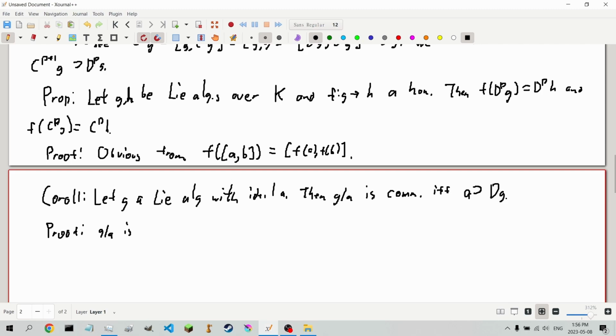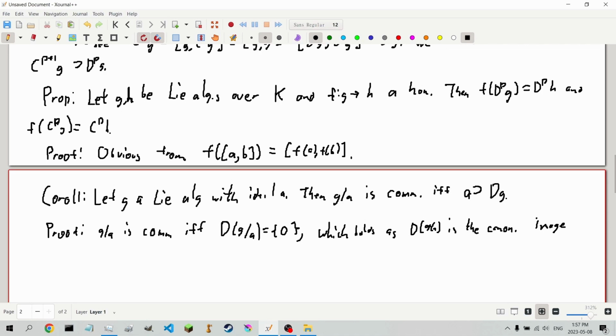The proof: G over A is commutative if the derived series of G over A equals 0, which holds as DG over A is the canonical image of DG in G over A, by, once again, that injection being done by a homomorphism which will behave well with the bracket.